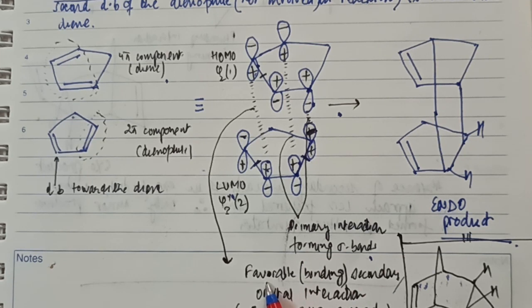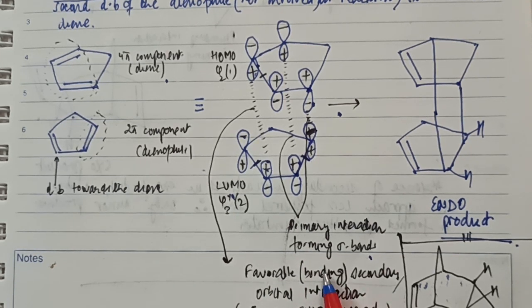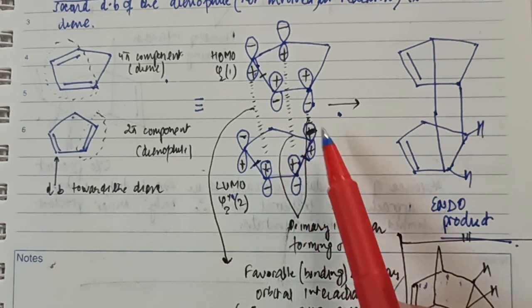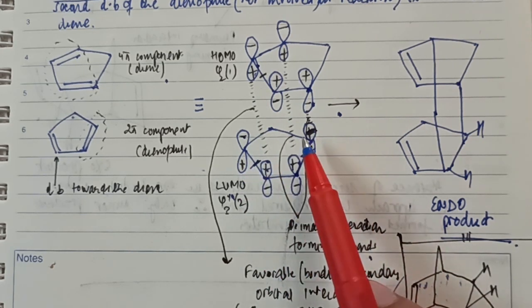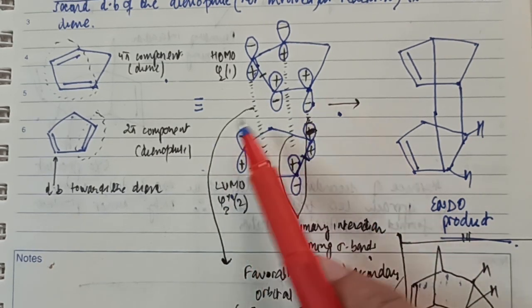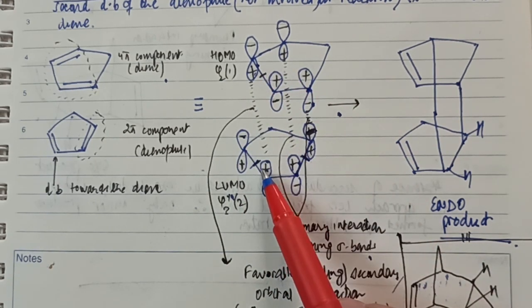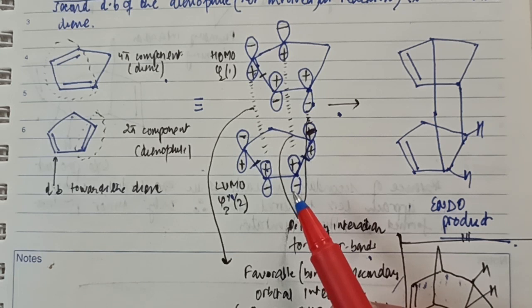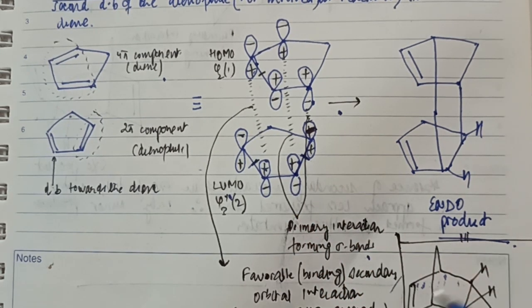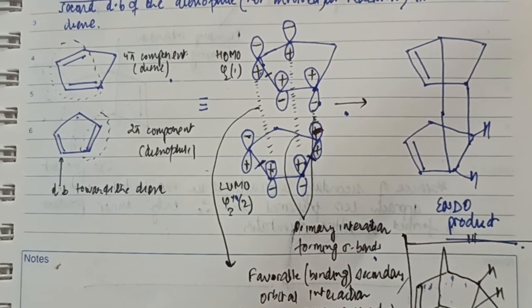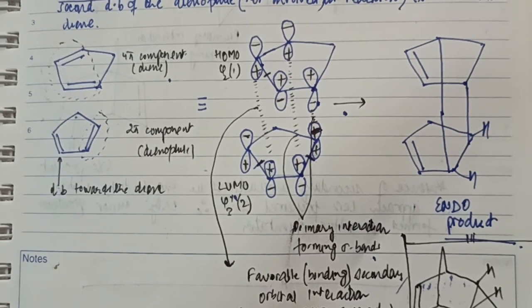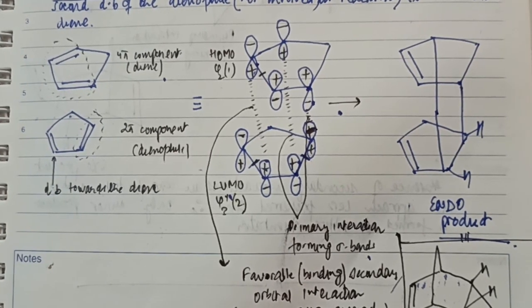Therefore, there is a presence of a favorable bonding secondary orbital interaction which locks the molecule in the endo conformation or the endo approach. Therefore, it is this interaction which forces this dienophile to have this conformation, that is, the double bond towards the diene, because there is a bonding interaction, because there is extra stabilization provided to the system, much better or stronger than the disfavored steric control.